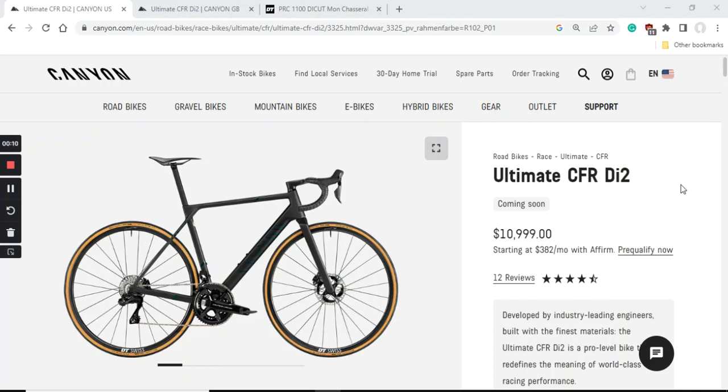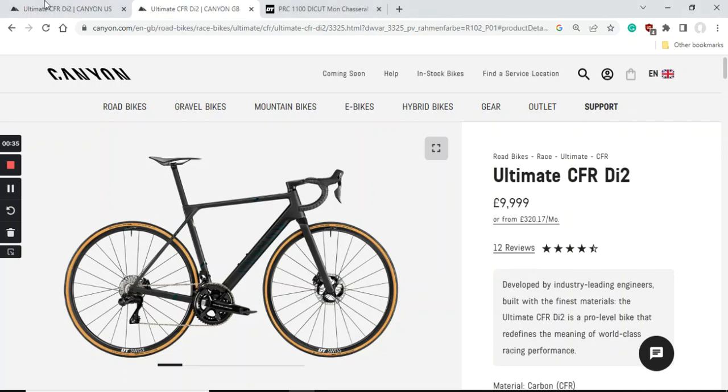In this episode I want to answer an interesting question I got recently, and it was about why this road bike costs $11,000. Specifically, I want to talk about the 2023 Canyon Ultimate CFR Di2 road bike. So you see, it is $11,000 retail price or 10,000 British pounds.